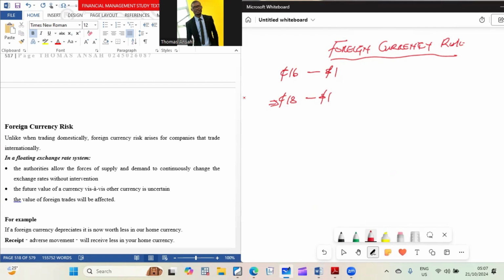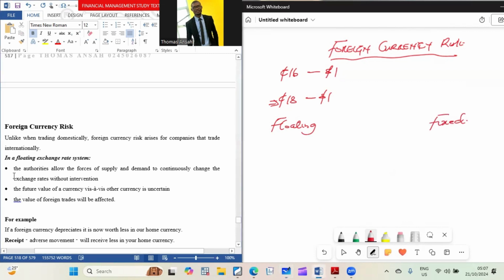Now, in terms of exchange rates, each and every country has a way it deals with it. Each and every currency has the way it deals with it. So we will look at the way systems manage their exchange rate, because we have the floating system, we have the fixed system. We actually have three. But let's look at these ones.